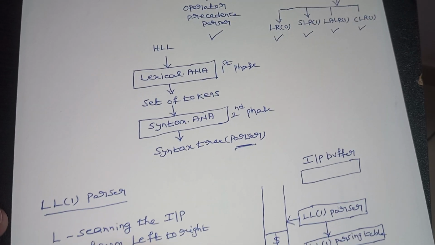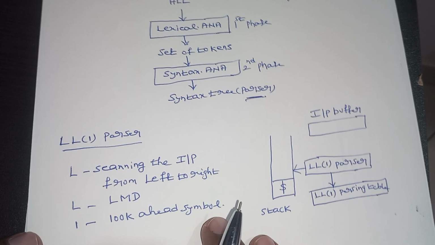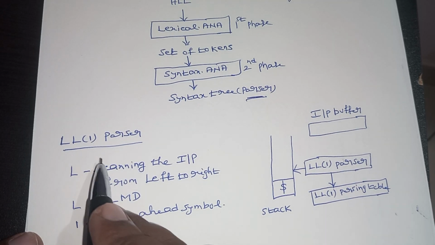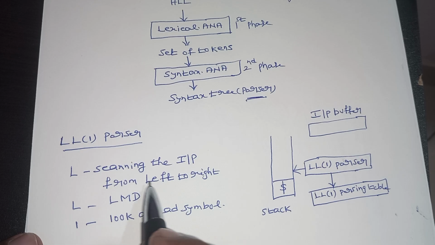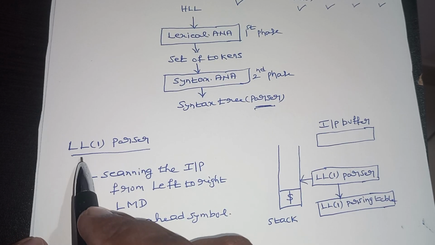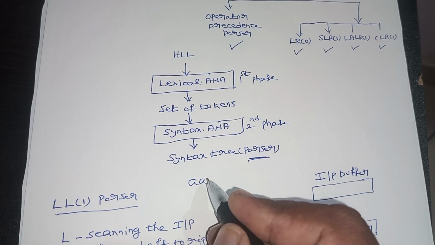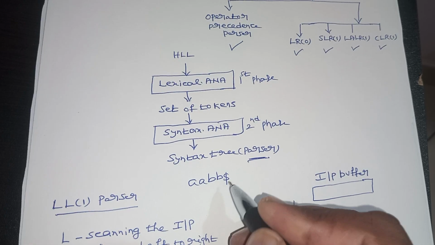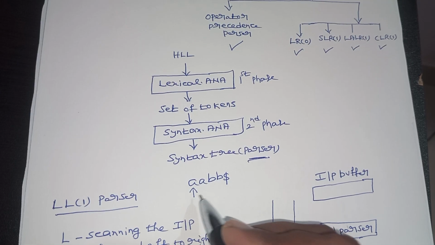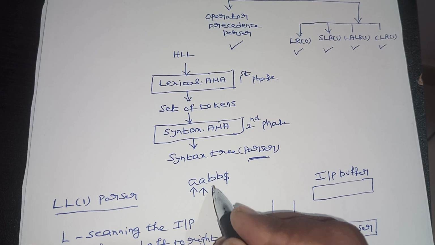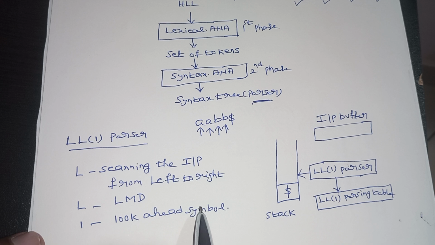Now today we are going to discuss the LL(1) parser. First, take the abbreviation. The first L is scanning the input from left to right. It means, for example, if you take a b b $, first I will scan this, next I will move like this, next like this, next like this. That is called scanning from left to right.